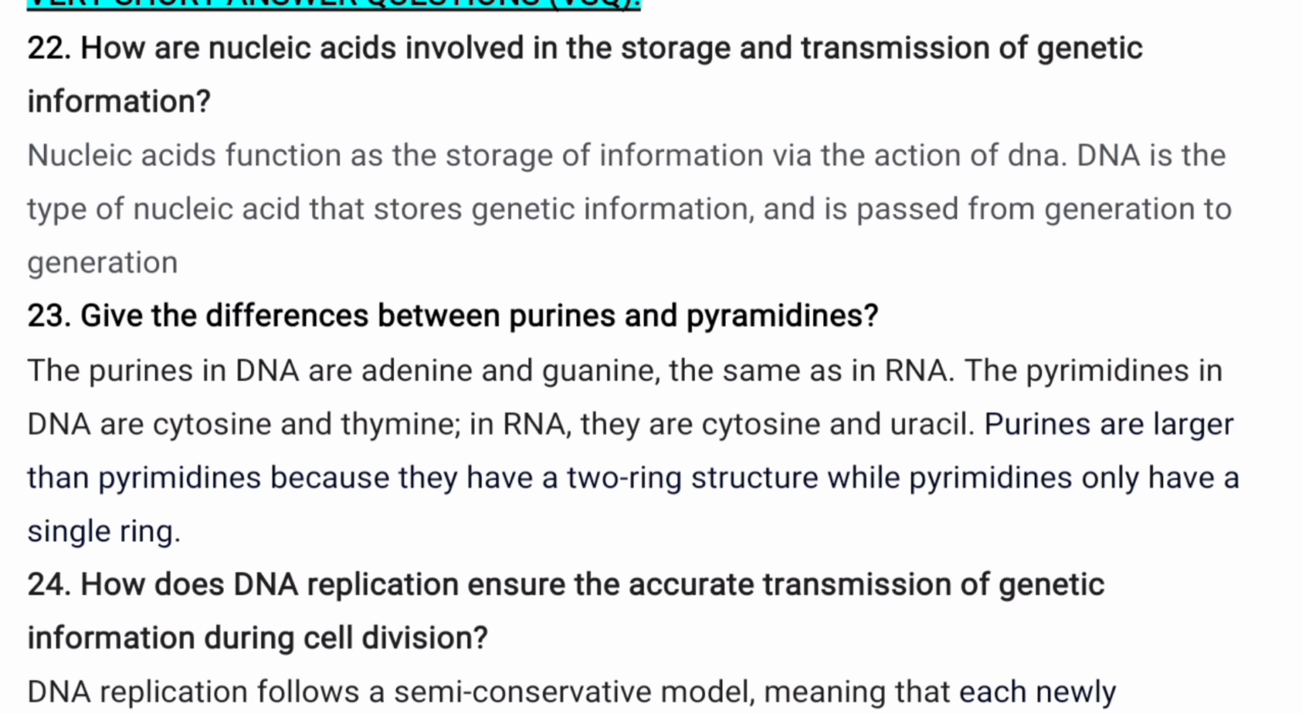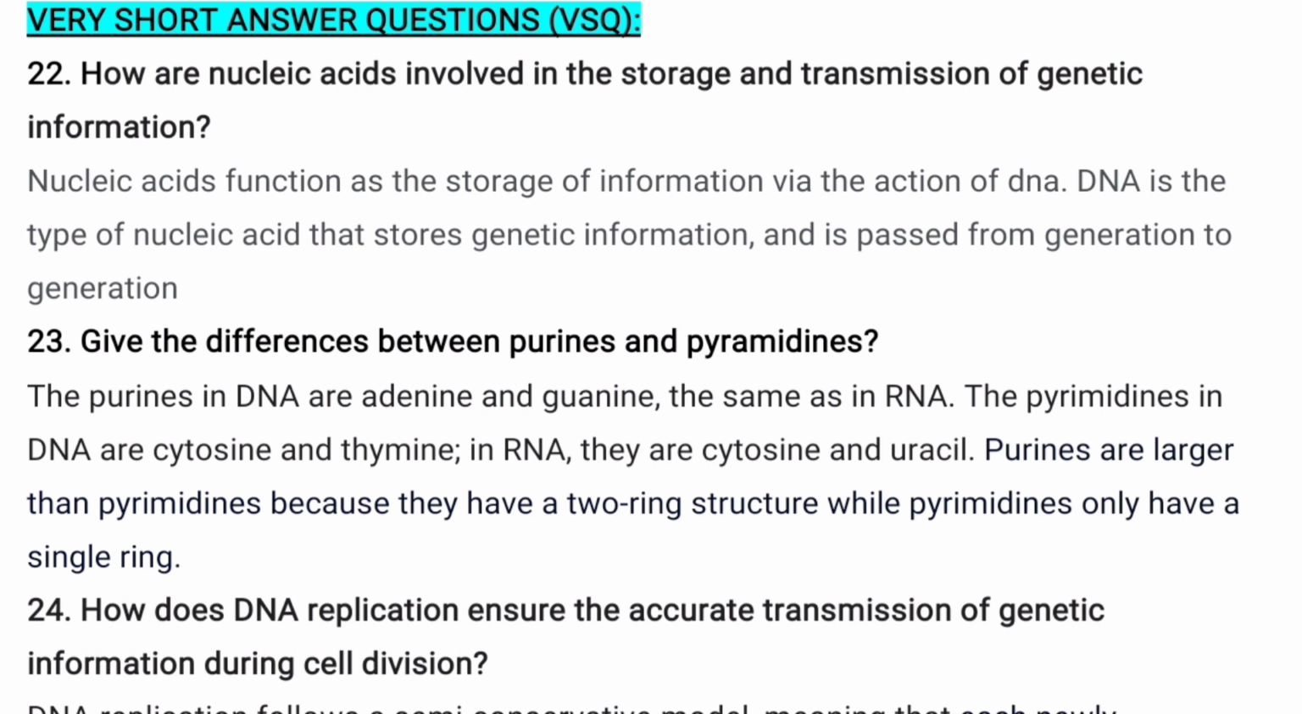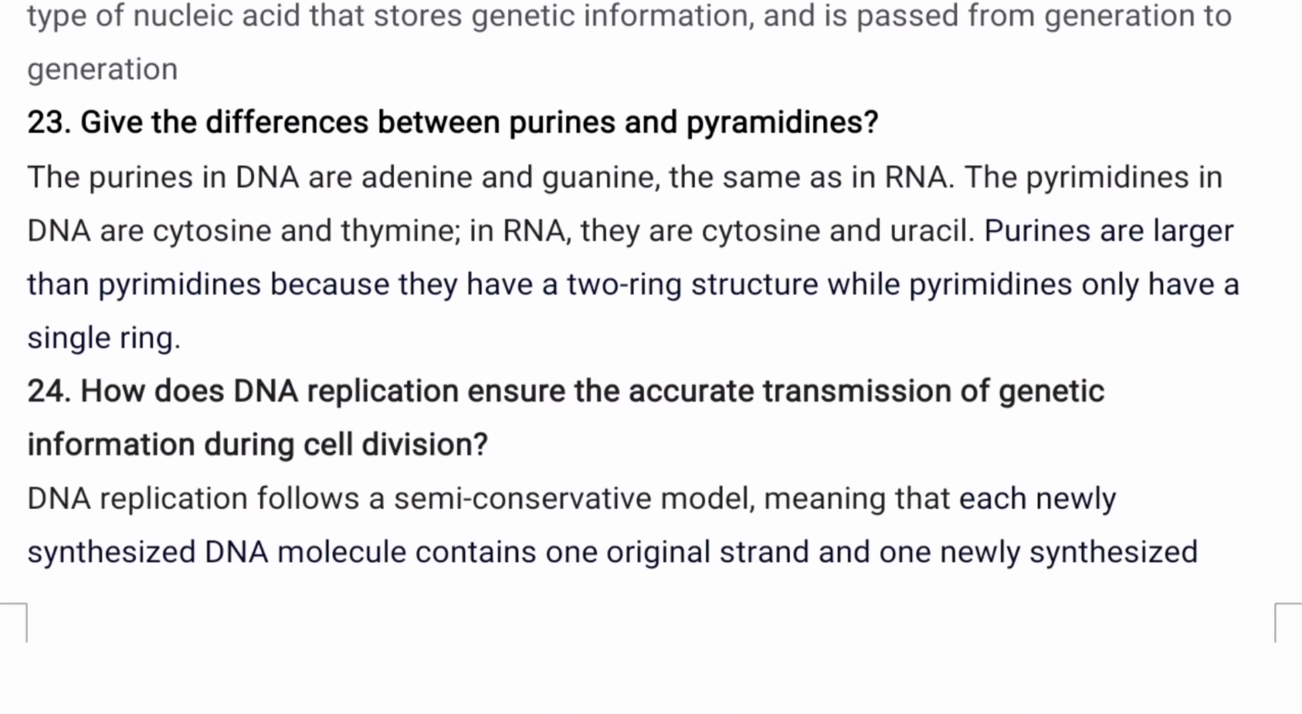Okay, so all genetic information is present on DNA. So we get our genetic information from our parents. Half of the genome will come from the father and half from the mother. Okay, next question.